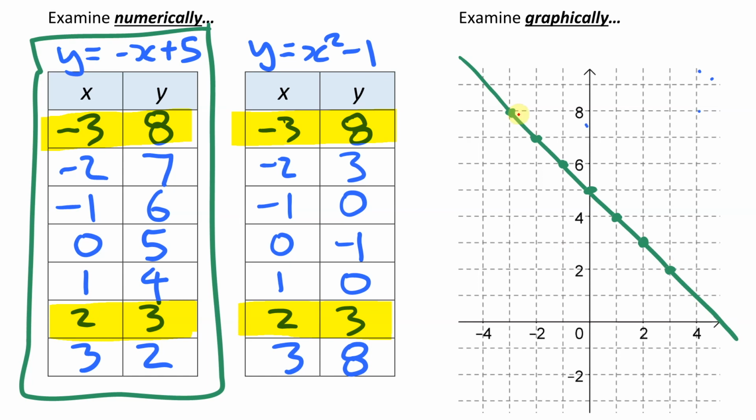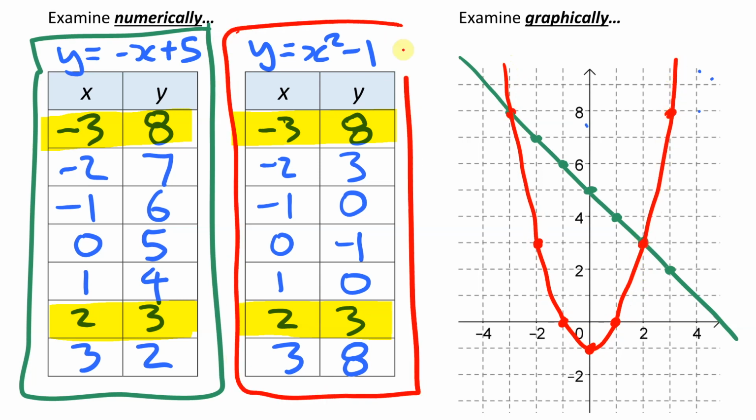We'll graph the other one. We have negative 3, 8 is that point up there. We have negative 2, 3. We have negative 1, 0, 0, negative 1, 1, 0, 2, 3, 3, 8. If we try to draw a nice smooth curve through that, it's not very smooth, but it will do. So that one is that parabola shape that you expect when you have a quadratic.